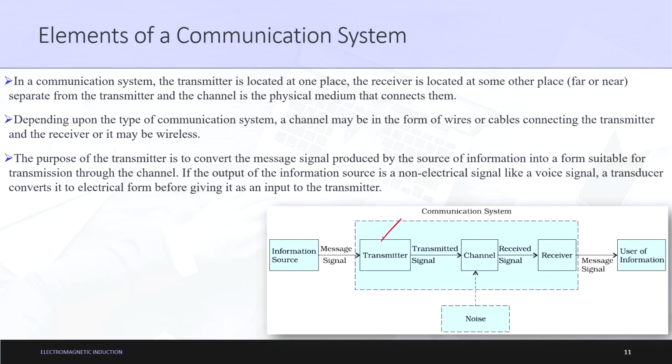So, there is a transmitter, there is a channel, there is a receiver. What is a channel here? A channel can be in the form of wires or cables connecting the transmitter and the receiver, or it may be wireless. For example, let us say we use a cup and connect it using a wire, there is a cup again.